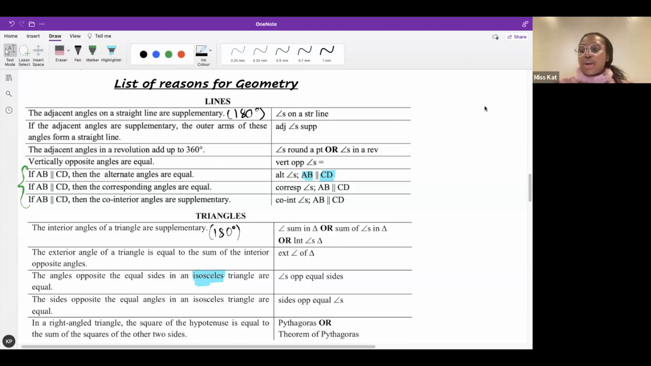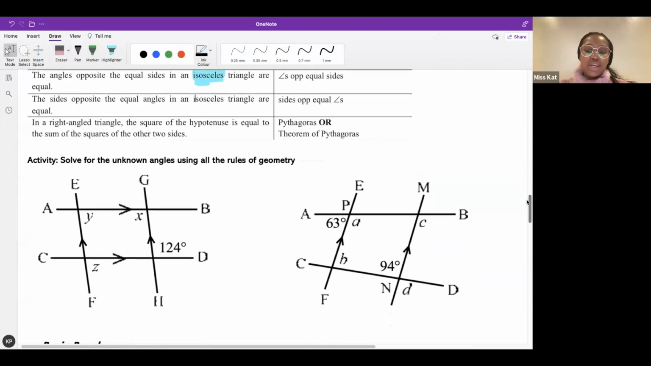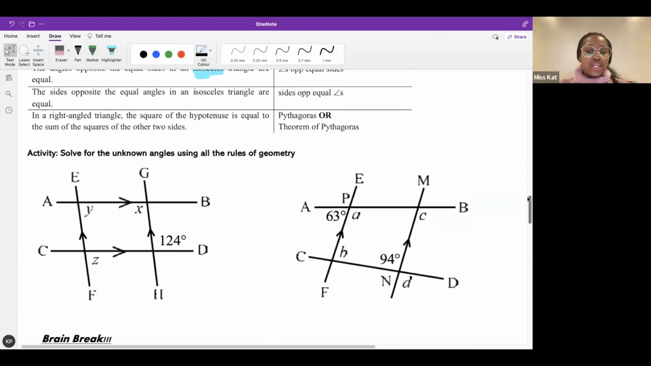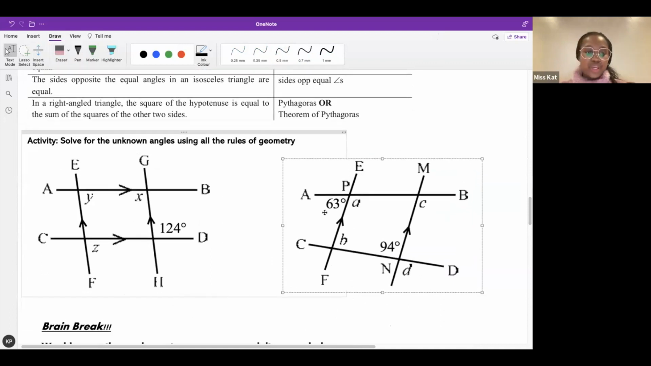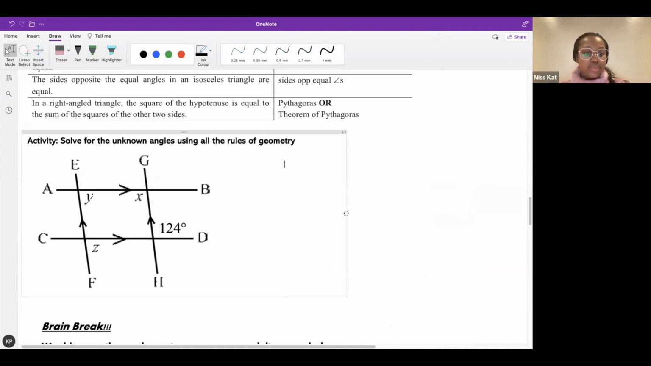So we're going to incorporate all of this knowledge and we're going to do some solving. Which one do we do? It doesn't matter. I think they both look pretty easy. So we can do this one. Now, you're going to use all the knowledge that I put above, and we are going to solve for what we see over here. I see a bunch of parallel lines.